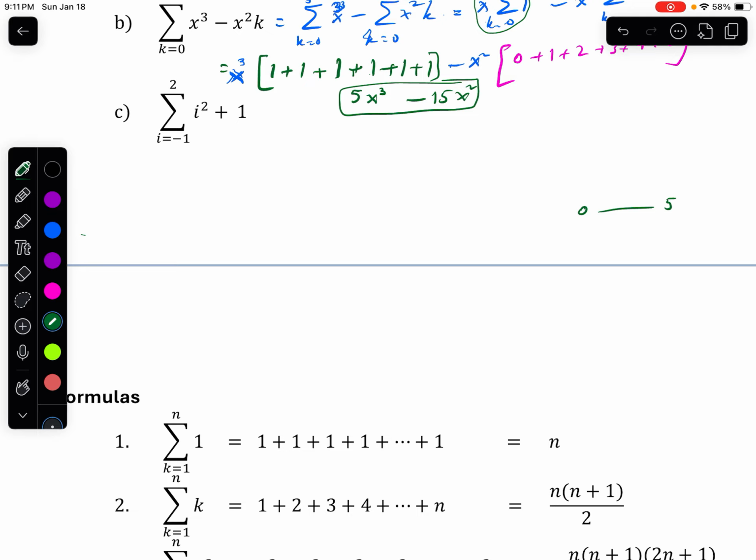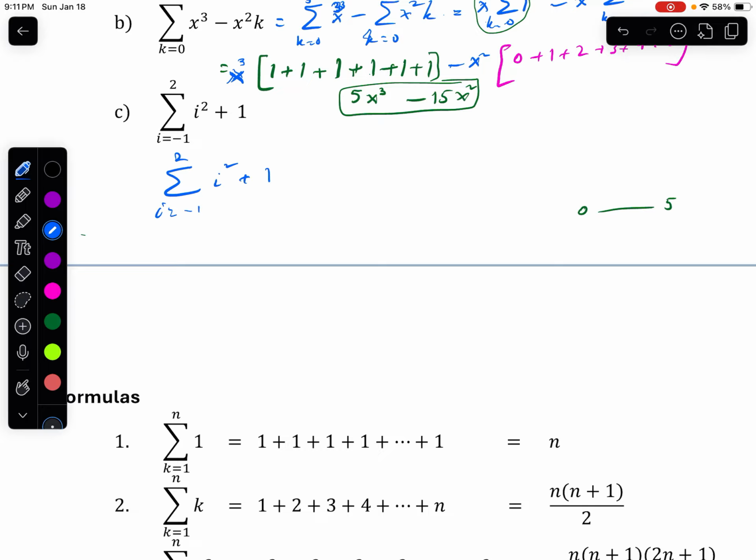Okay, I hope you guys were able to do it. So how would you do it? The same way we did the previous one. Split it in two pieces. So you get summation I is equal to negative 1 to 2 of I squared plus 1.